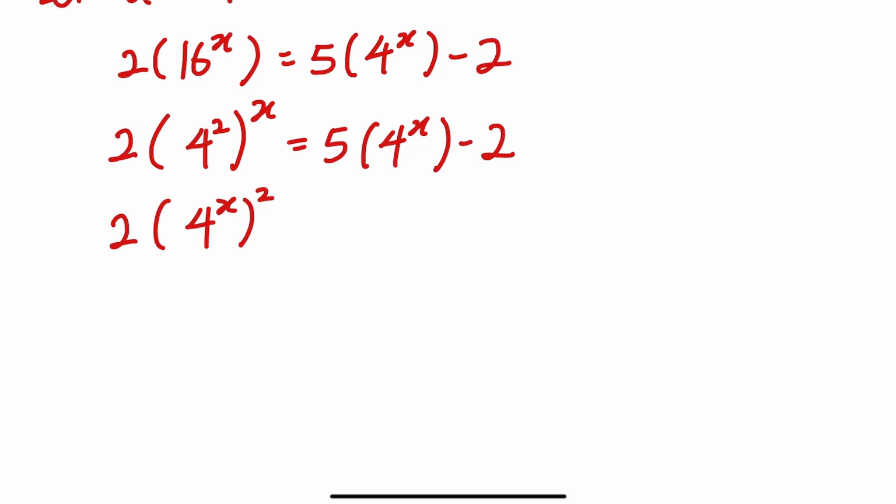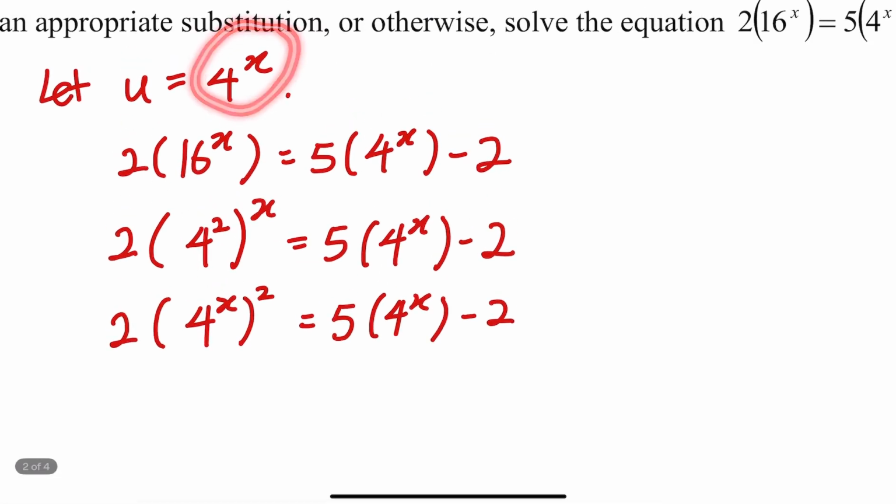Because when I expand it out, this will be 2 times x. I can flip it around. This is simply x times 2. Equals 5 times 4^x minus 2. The reason why I want to do this is because I want to extract out a 4^x for my substitution.